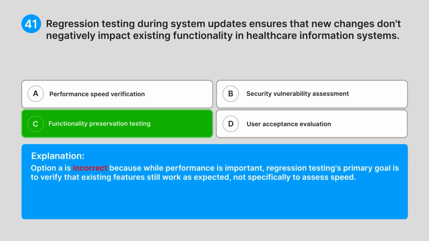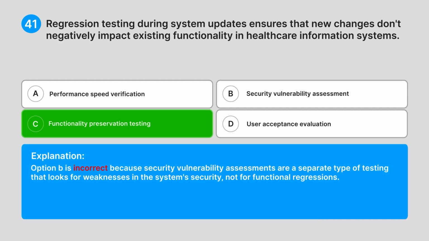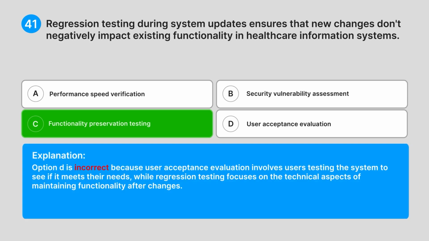Option A is incorrect because while performance is important, regression testing's primary goal is to verify that existing features still work as expected, not specifically to assess speed. Option B is incorrect because security vulnerability assessments are a separate type of testing that looks for weaknesses in the system's security, not for functional regressions. Option D is incorrect because user acceptance evaluation involves users testing the system to see if it meets their needs, while regression testing focuses on the technical aspects of maintaining functionality after changes.